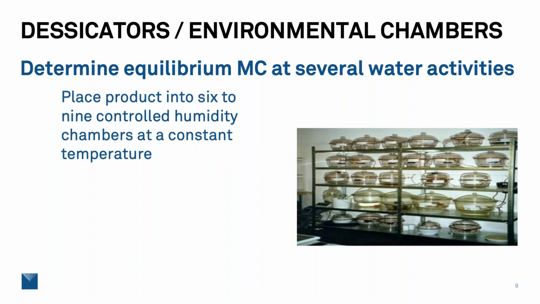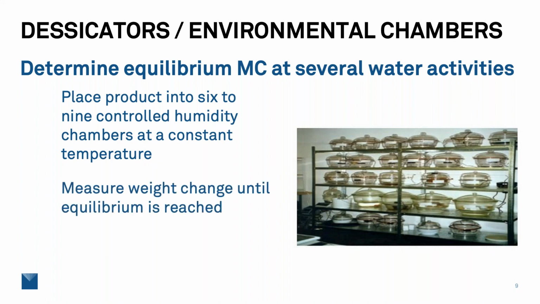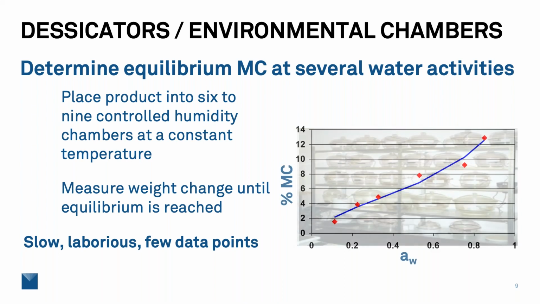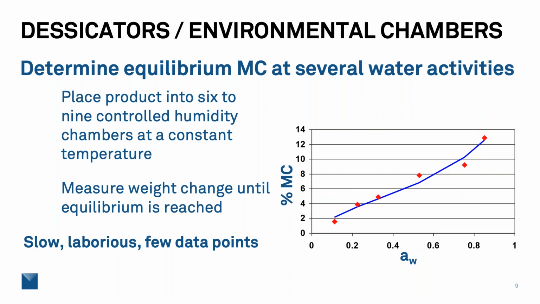So you might use 6 to 9 controlled humidity chambers, and it's really important to keep these at a constant temperature. And then what you're going to do is measure the weight change until you've reached an equilibrium. So you put your sample in one of these chambers, and then every day or so you have to take that sample out, take a weight reading, and then put it back. And you have to do this over and over until you reach a constant weight. So as you can imagine, this is very slow, requires a lot of labor, and usually you only get a few data points.